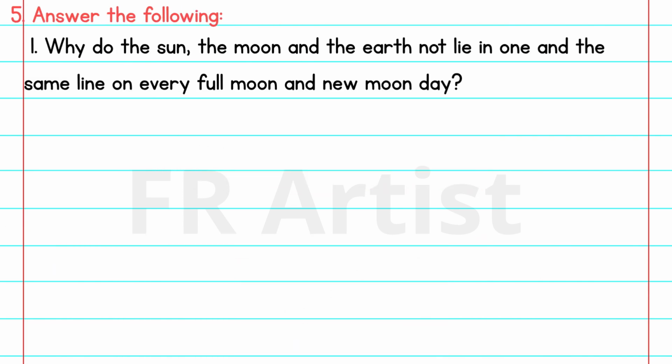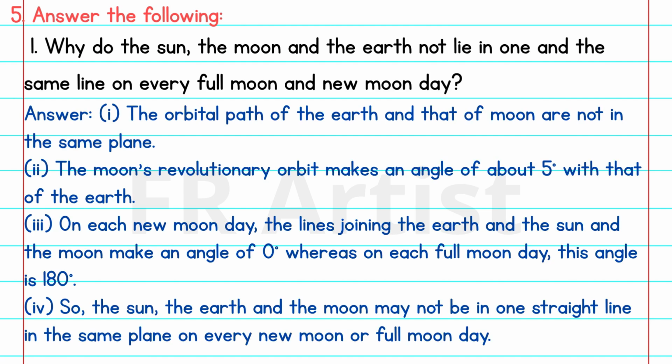Question number 5. Answer the following. First, why do the Sun, the Moon, and the Earth not lie in one and the same line on every full moon and new moon day? Answer. First point, the orbital path of the Earth and that of the Moon are not in the same plane. Second point, the Moon's revolutionary orbit makes an angle of about 5 degrees with that of the Earth.